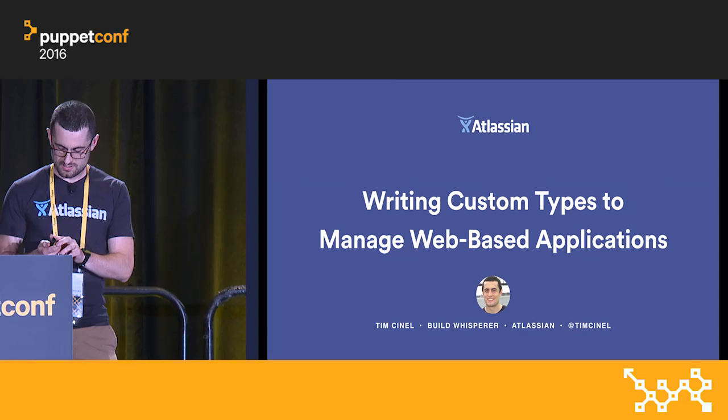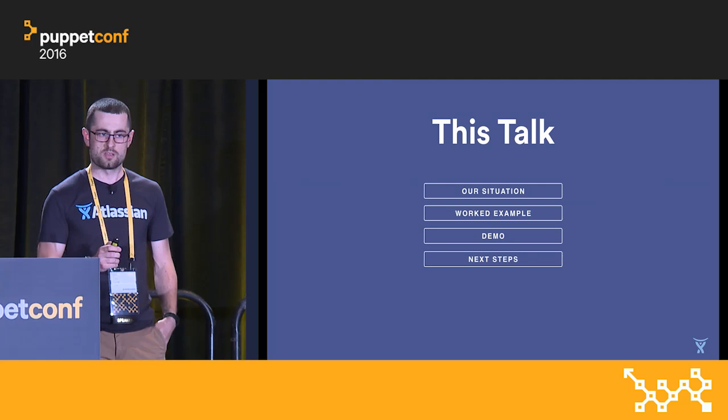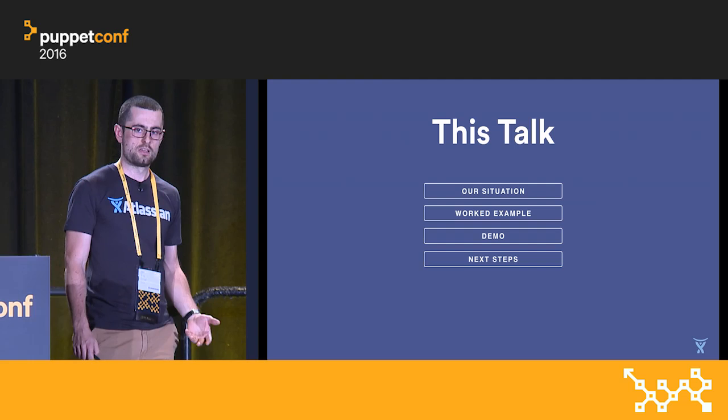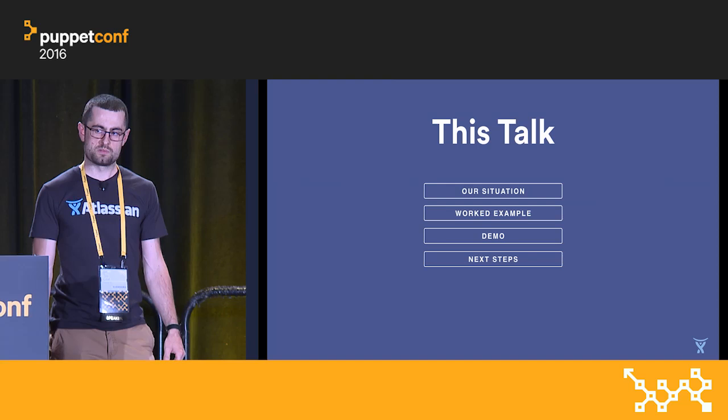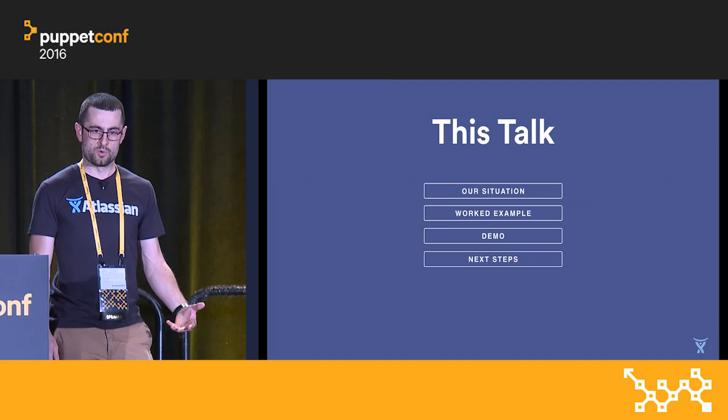There we go. So I'll just give you an overview of what we're going to be talking about. First, we'll give you some context, talk about the circumstances that led us into investigating writing custom types and providers, and eventually deciding to use them. Then we'll move on to a worked example where we'll write a custom type, or a bunch of custom types and providers, from scratch.